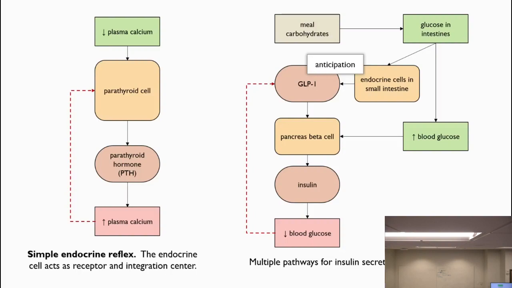We take the carbohydrates, glucose in the intestines, which is going to stimulate endocrine cells in the intestines that are going to produce incretins, GLP-1, glucagon-like peptide 1, that is going to stimulate the beta cells of the pancreas. The beta cells can also be stimulated directly by glucose after it is absorbed. For either of these mechanisms, the beta cells are going to make insulin and release it, and that's going to lead to uptake of glucose by the tissues that are insulin sensitive, and that's going to lead to the reduction in blood glucose.